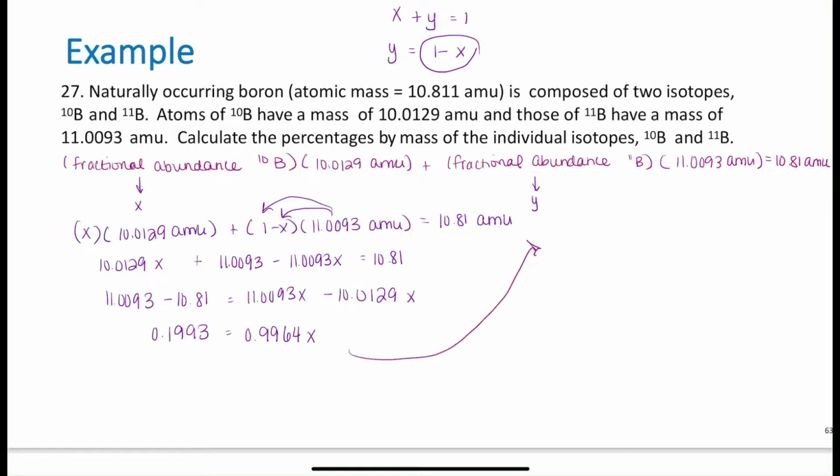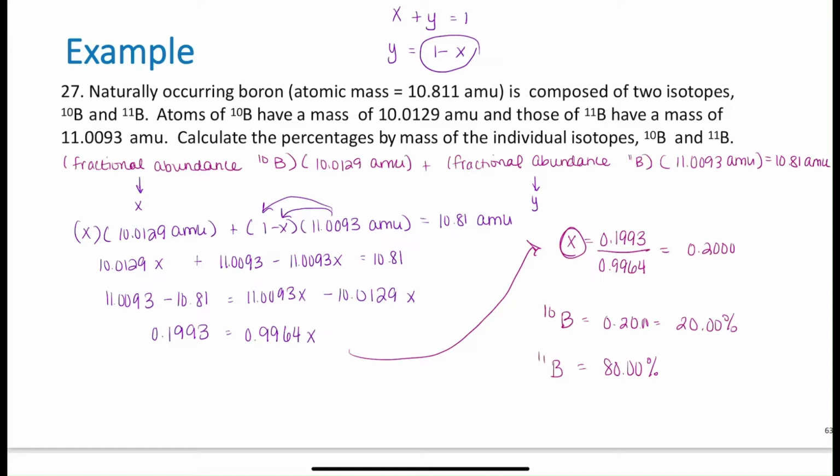I'm going to move up over here. I'm going to solve for x. So x is going to be equal to 0.1993 divided by 0.9964. That gives me 0.2000, which means the fractional abundance of B10 is 0.20. In percentage form, that's 20%, which means that the abundance of boron 11 must be 80%.